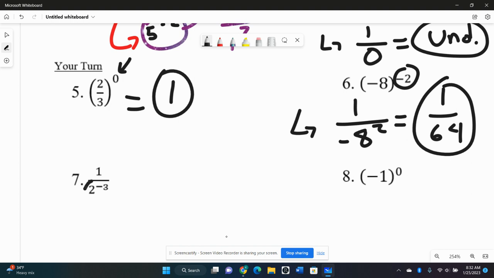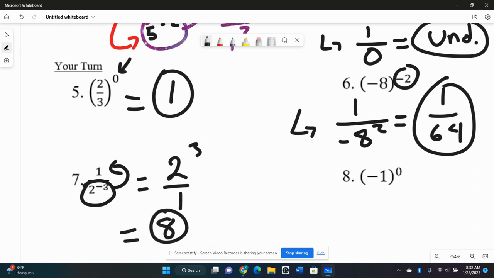Number 7, I see a negative exponent, so I have to flip it to the top. And what is 2 to the power of 3? Well, it's 8. And 8 over 1 is 8. Number 8 right here, I see this exponent of 0. So what does that mean this equals? 1.